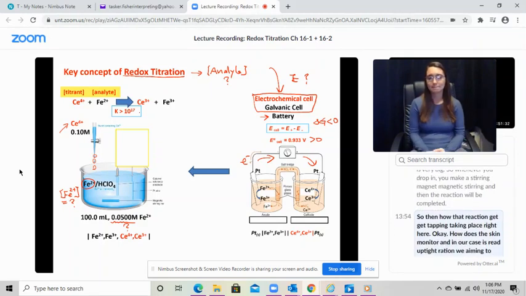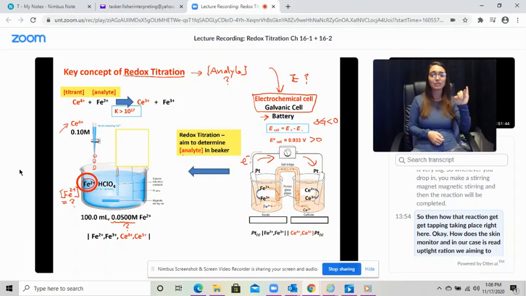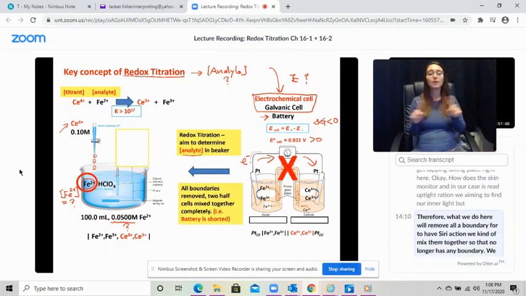So then, how does that reaction take place right here, and how is this monitored? In a redox titration, we are aiming to find out what the analyte is. Therefore, what we do here is remove all the boundary from the two half-cell reactions. We mix them together so that there is no longer any boundary. We have a shorted battery. Everything is shorted together.